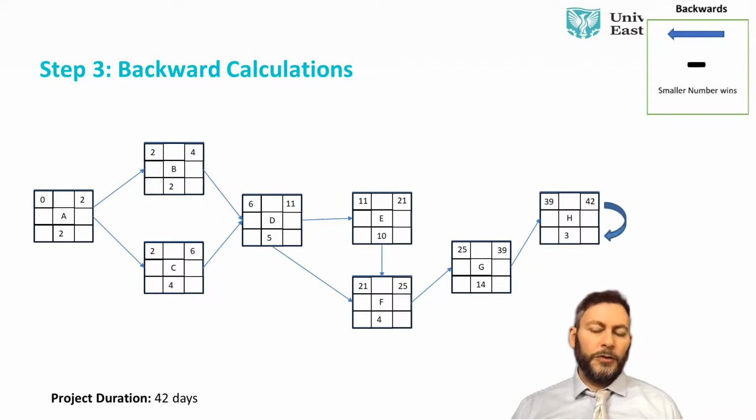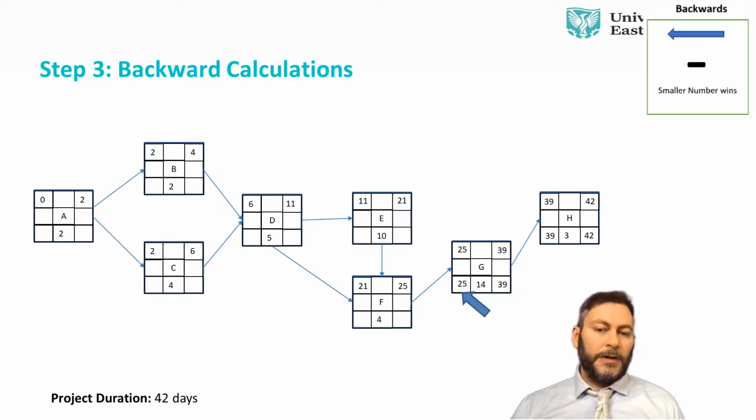First, we move 42 from the top as the full duration to the bottom of the box. Now we're ready to subtract. 42 minus 3 is going to give us 39. So that's expected. It gets transferred to G as the next possibility because it's the only choice, 39.